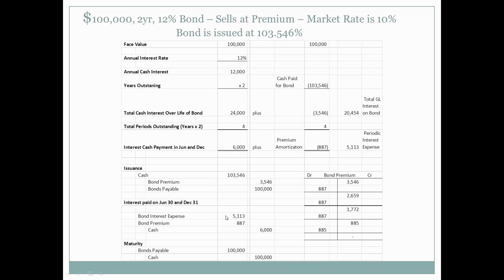Now, the bond interest expense we've calculated here, looking at the cash payment, subtracting out the amortization. So that will be the bond interest expense. And the bond premium amortization is going to be $887. That number there, $887. Okay. And so now let's look at the amortization of the bond premium and what happens there.